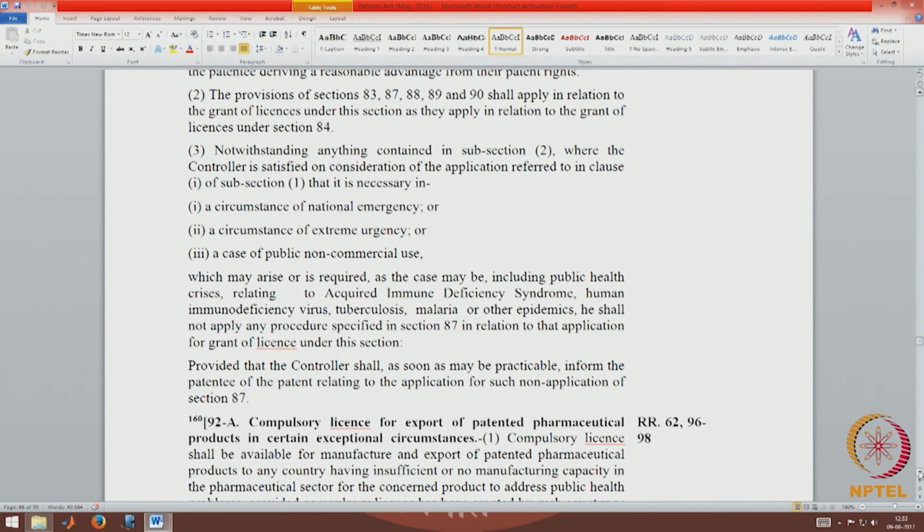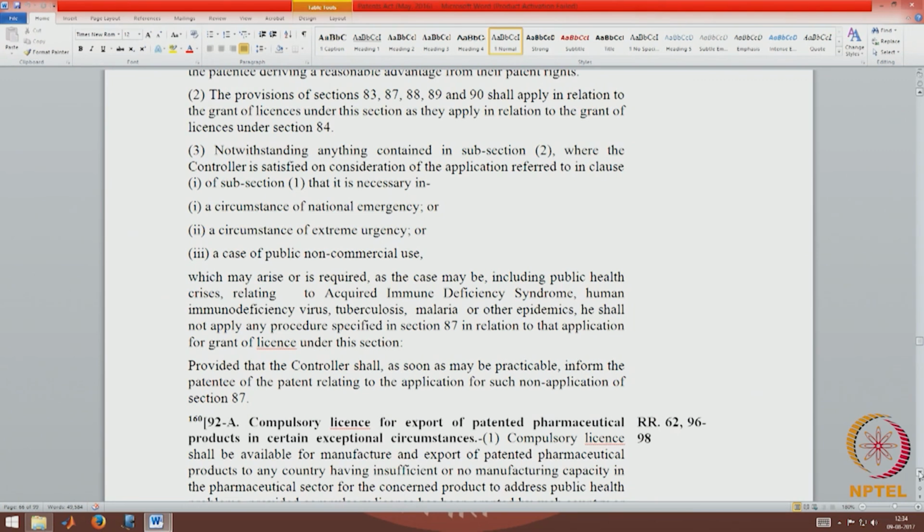Now, we have seen that the controller makes a prima facie assessment that there is a case, and then he asks the party to serve copies on the patentee. The patentee can oppose, notice of opposition is given, the controller hears both the sides and then passes an order. This is the procedure under 87. Now, in certain cases, the controller can ensure, and what are those cases? It includes a public health crisis relating to AIDS, human immunodeficiency virus, tuberculosis, malaria and other epidemics. He can ensure that the procedure of 87 is not followed, which means he need not ask the applicant to serve copies on the patentee. He need not entertain a notice of opposition from the patentee, and he need not hear the parties.